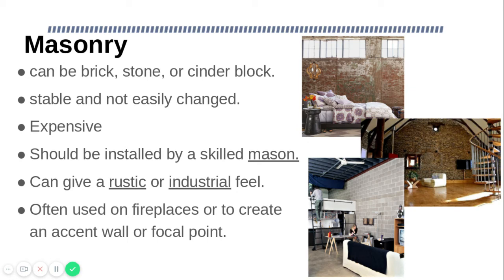But if you're using it as a wall inside your home, for decoration, like this stone wall or this brick wall, it can have a good rustic or industrial feel. When we think of an industrial loft, we really think of these old brick walls that are original to an old building. Masonry is often used on fireplaces or to create an accent wall or focal point like this. It makes a lot of emphasis in a room. There is one of your principles of design.